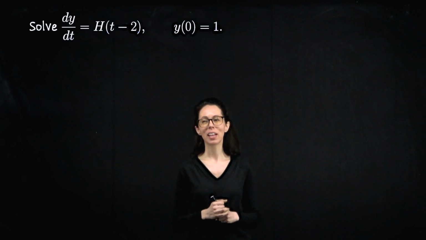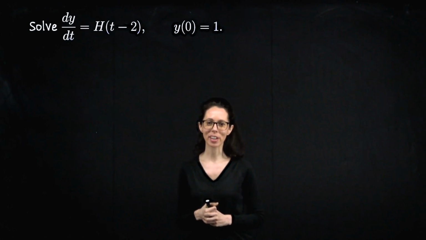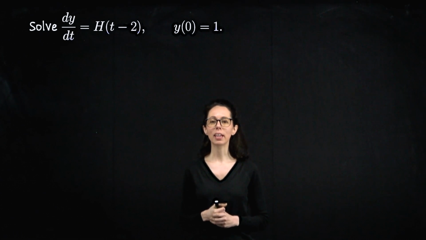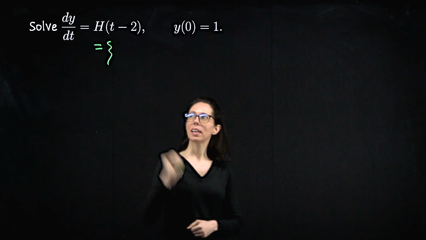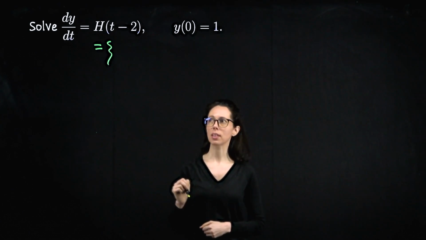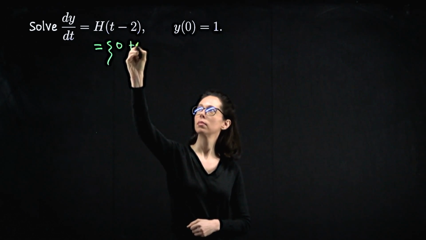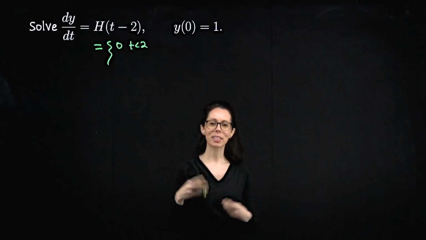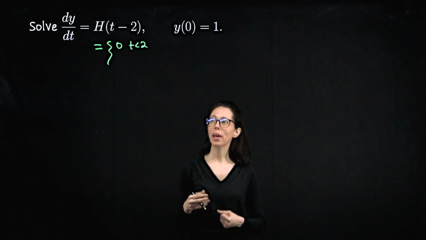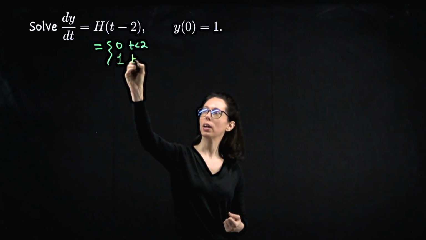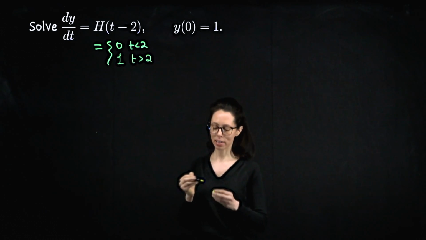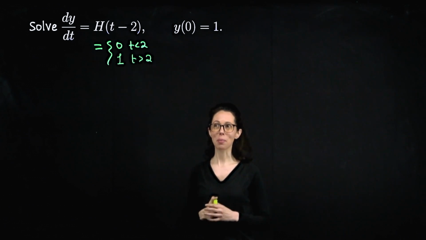Our first example is a pretty basic first order equation. We have dy/dt equals h of t minus 2. So this right-hand side is 0 for time values less than 2. And then right when, say, 2 seconds have gone by, we flip that on and it becomes just plain old 1. So there's not too much going on on this right-hand side. The next example will be a little bit more complicated.